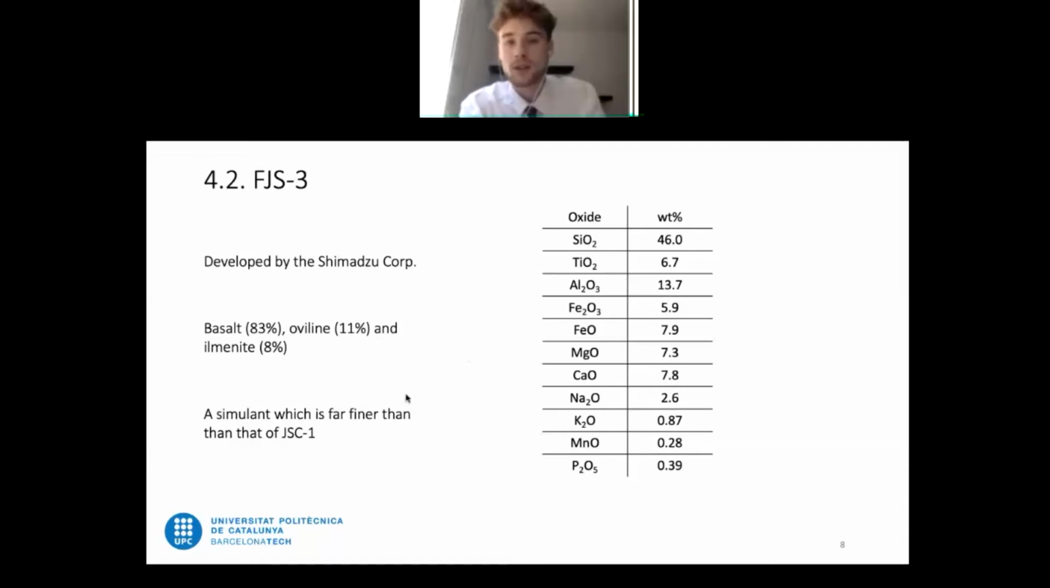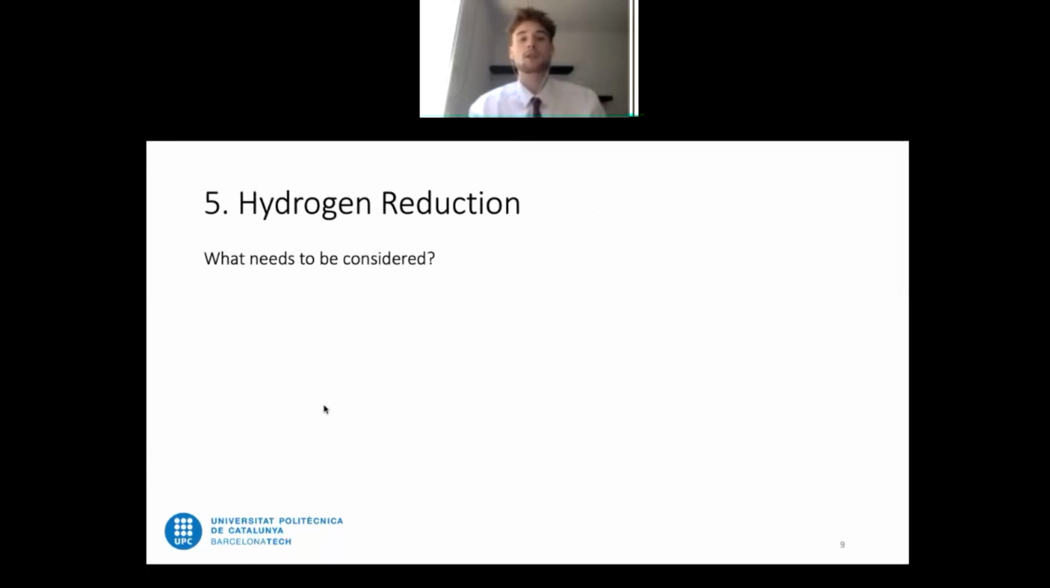FJS3 lunar simulant. We can see as well that there's a higher percentage of titanium dioxide, which corresponds to the 8% of ilmenite. And again, there's that hematite which is appearing. But with regards to this project, we can disregard the ilmenite. Now, moving on to the experiments which were conducted within this project.